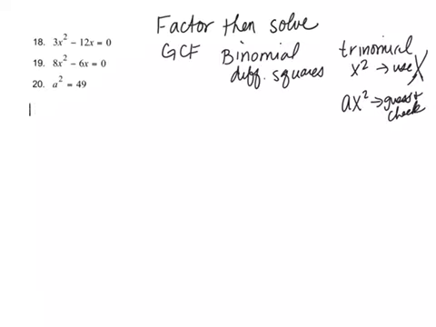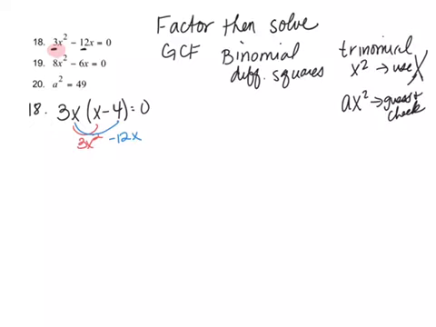So for number 18, I have a common factor of 3x. So 3x times x minus 4. Okay, that came from, right, 3x times x gives me 3x squared, and 3x times negative 4 gives me negative 12x. So you can always multiply it back out to make sure you got what you started with.